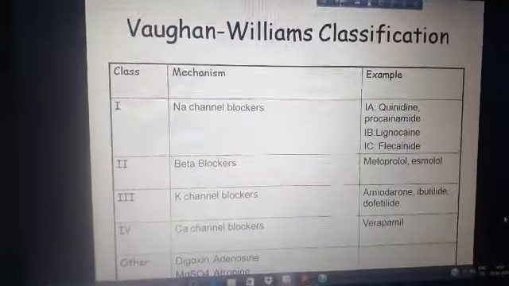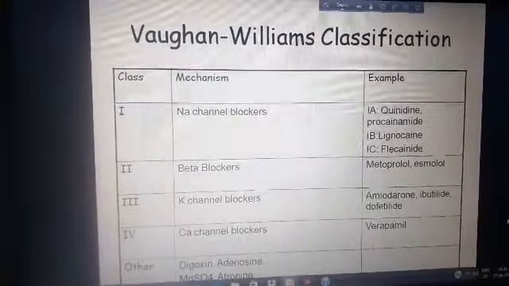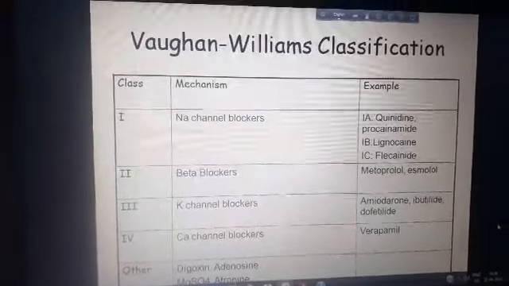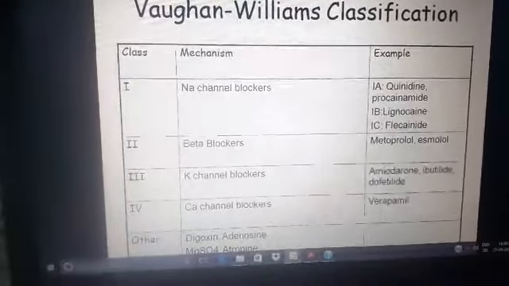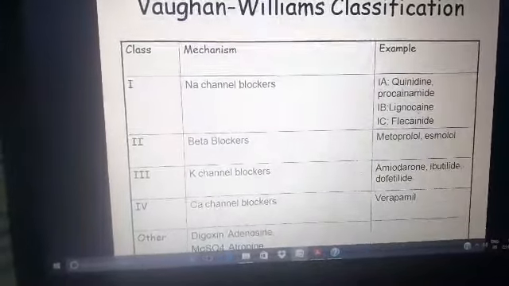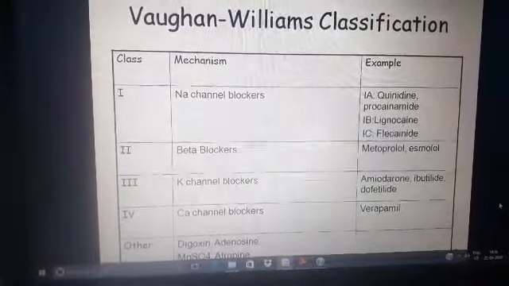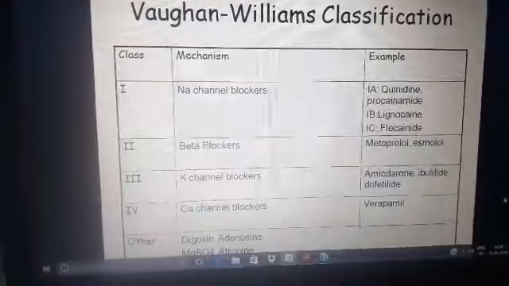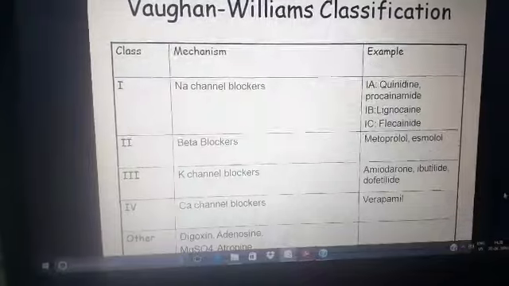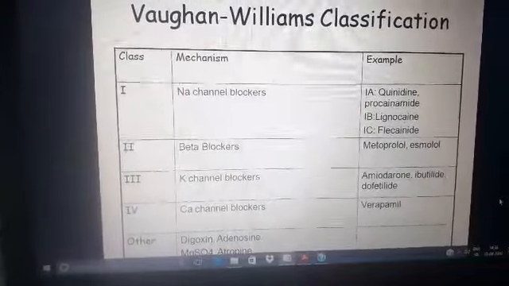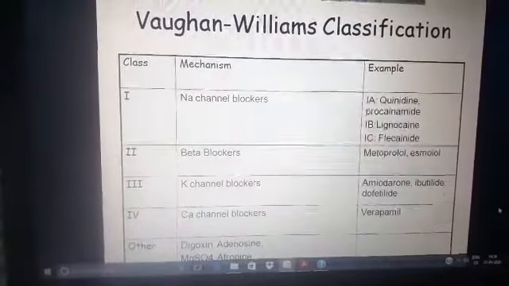Whereas class 1B, lignocaine, does not have this potassium channel blockade action. That's why it has no effect on the action potential duration. Class 1C, flecainide, also has potassium channel blockade action, and its sodium channel blockade is prolonged and slow acting, so there is more decrease in the phase 0 slope. So class 1A has a moderate decrease in the phase 0 slope, class 1B a mild decrease, and 1C a significant decrease in the phase 0 slope.